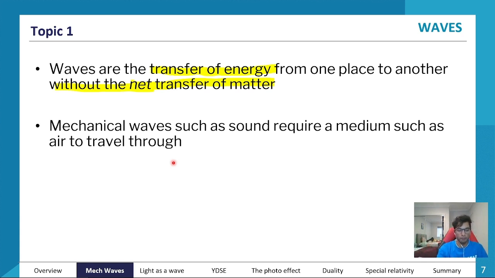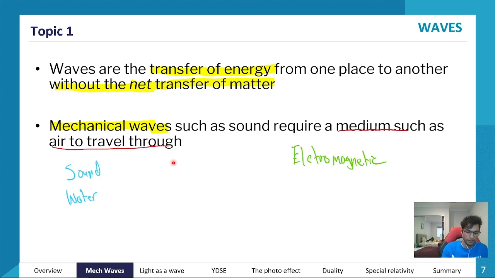One is called a mechanical wave, and the second type of wave is the electromagnetic wave. The key difference between an electromagnetic wave and a mechanical wave is that a mechanical wave requires a medium to travel through. So some examples of mechanical waves are sound, water, and slinkies.